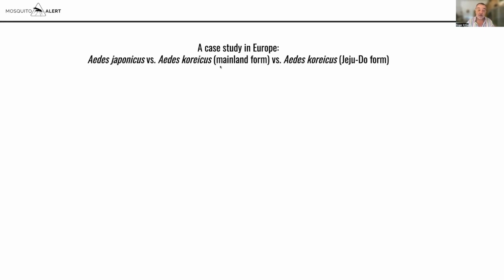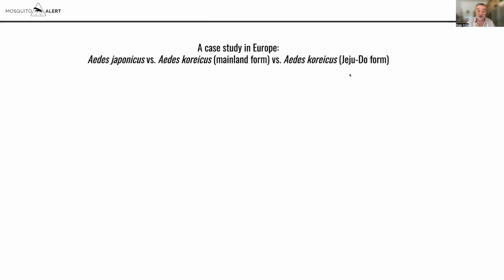The mainland form, the continental form, which is found in continental Korea, but also the form of Aedes koreicus which originates from the island of Jeju-do in southern Korea. So we will see now what are the tiny morphological differences, just to allow you to check what kind of challenge we have now with this species.